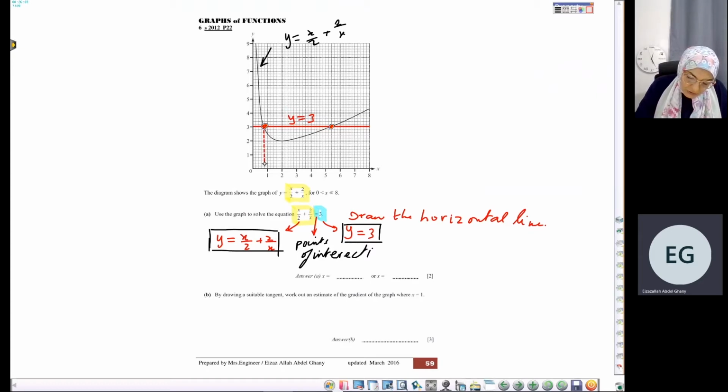You have to read the x coordinate of each point, because what's the meaning of solve? Find the value of x.